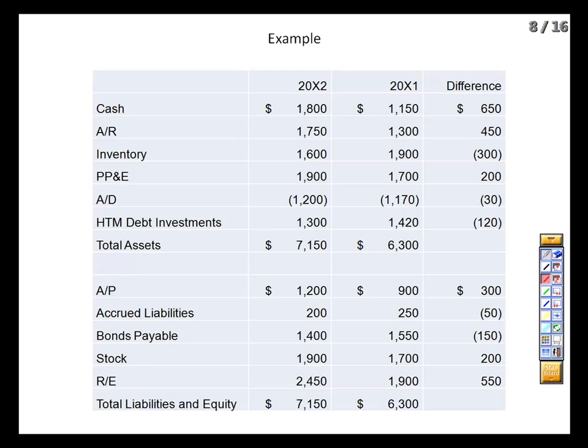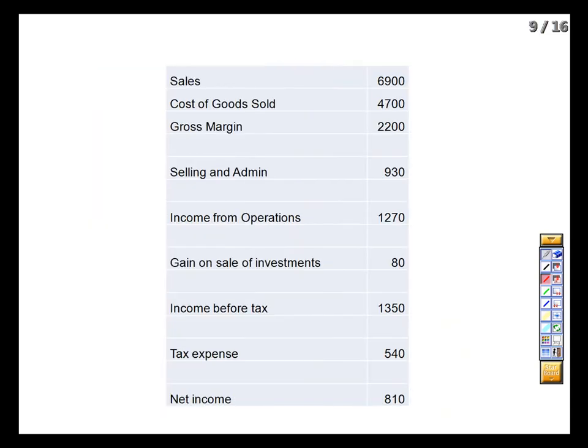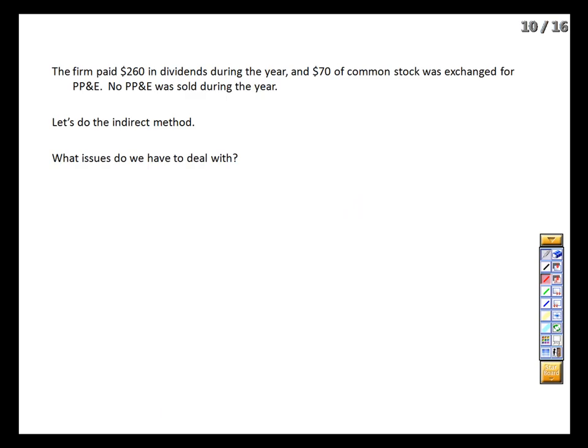So here's our example to work through and produce a cash flow statement. We've been given 2 years of balance sheet data, a single year's worth of income statement data, here, and a couple additional facts. And that's all we need. So before we get started with the indirect method, let's figure out what are the things we need to be aware of. There's, of course, the changes in the current assets and liabilities, but there's more to that.